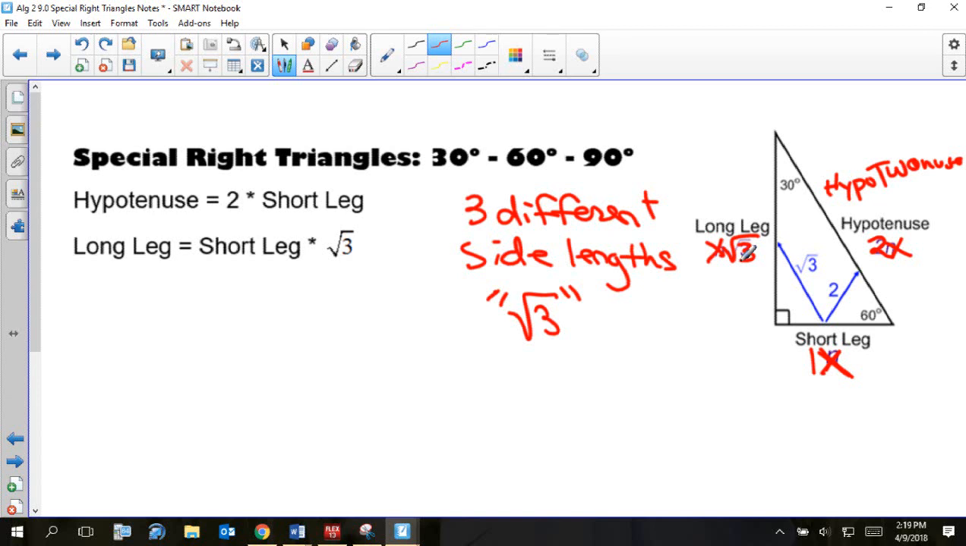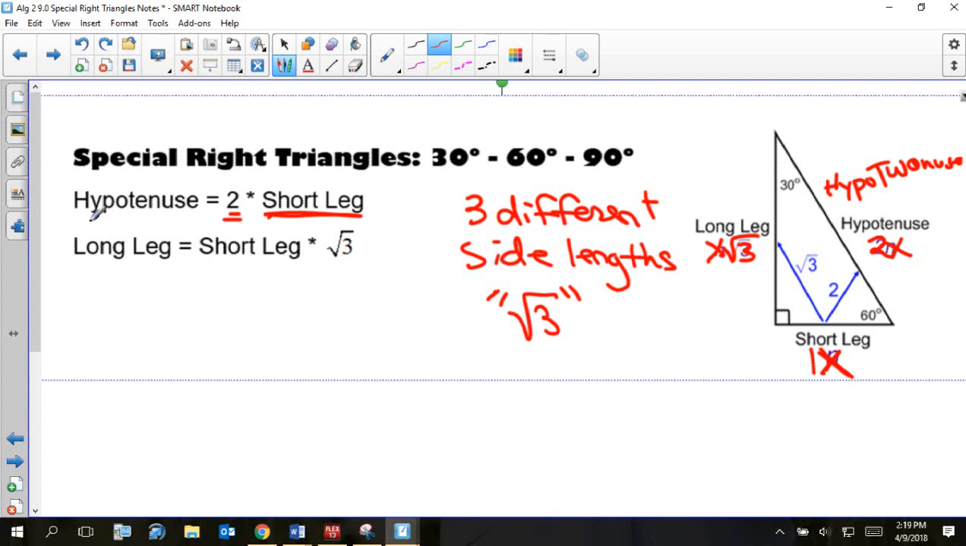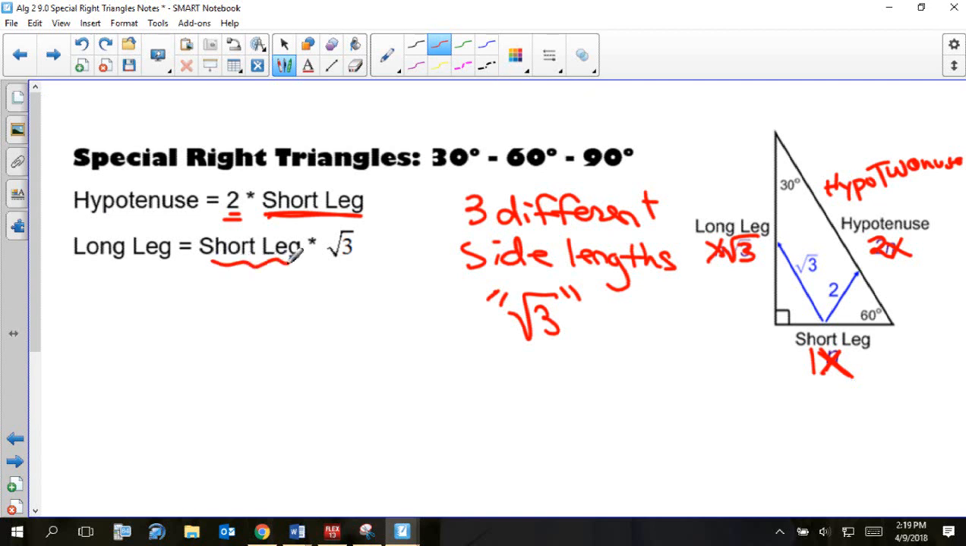The formulas are, if you know the short leg, times by 2 gives you the hypotenuse. Or if you take the hypotenuse and divide by 2, you get the short leg. If you have the short leg, you multiply by square root 3, you get the long leg. Or if you have the long leg, you divide by square root 3, you get the short leg. Those are your formulas.